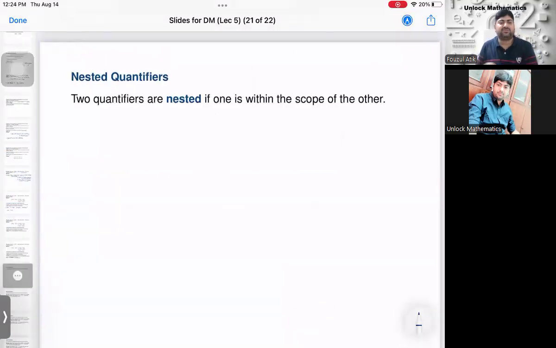Before that, we want to discuss one more concept called nested quantifiers. What do you mean by nested quantifiers? Two quantifiers are nested if one is within the scope of the other. Right? So what does it mean? Suppose in some expression you have two different quantifiers, and both of them are for all. Then one of them is within the scope of the other.